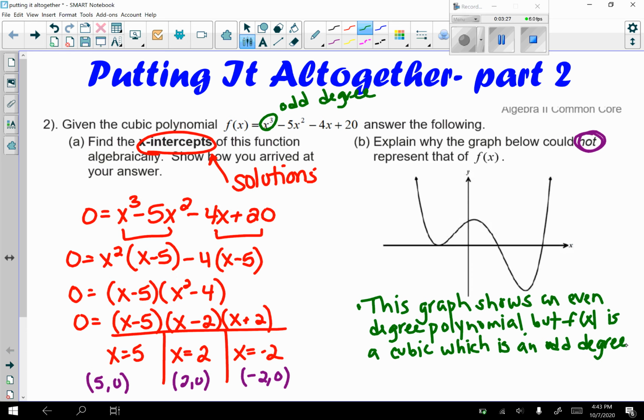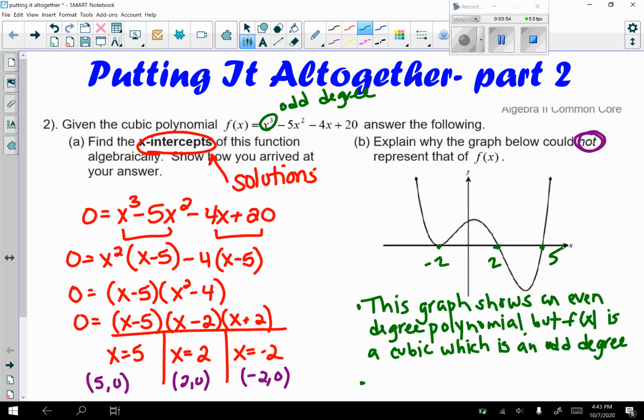They didn't ask for multiple ways, but I do just want to talk about another possibility here. We solved in part A for all of the solutions or the x-intercepts. They don't necessarily match my graph. Now this point here could be negative 2, this point here could be 2, and this point here could be 5. It's not labeled, so I don't know.